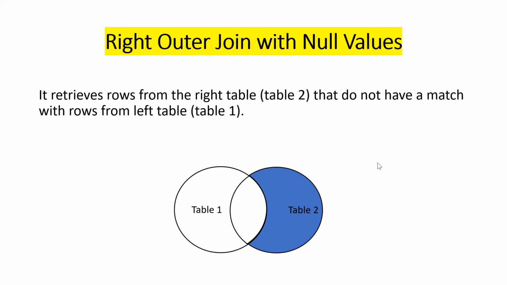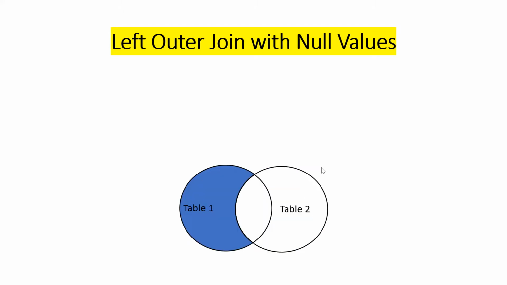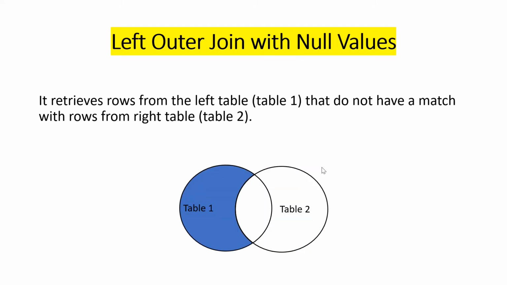For the right outer join with null values, we will display only the rows in table 2, which is the right table, that do not have a match in table 1. Same thing for the left outer join with null values. It retrieves rows from the left table, which is table 1, that do not have a match with rows from the right table, which is table 2. And we are going to understand that better when we go to the hands-on.